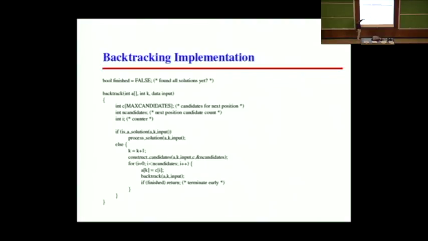Then, while there are candidates remaining I haven't looked at, copy the ith candidate into the kth spot. Backtrack from here to see if it will eventually lead to a solution. If not, it's going to come back here, and I'm going to try and replace the kth position with the next candidate until I succeed. Any questions about it? Yes.